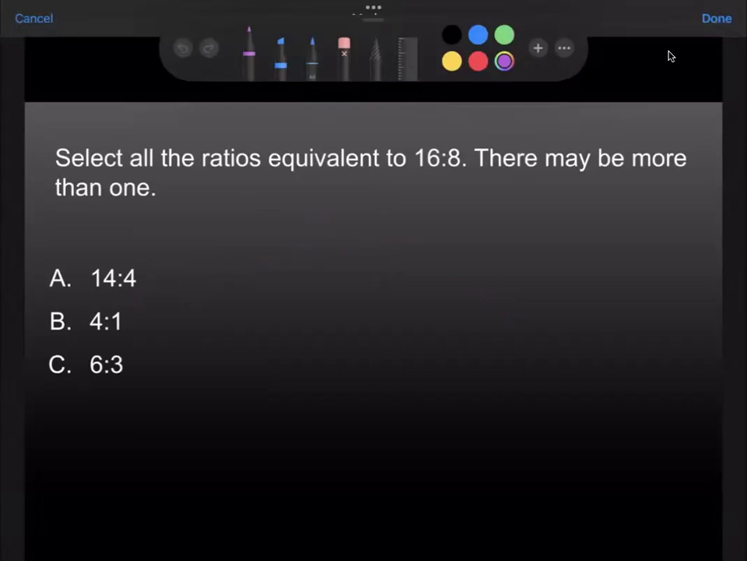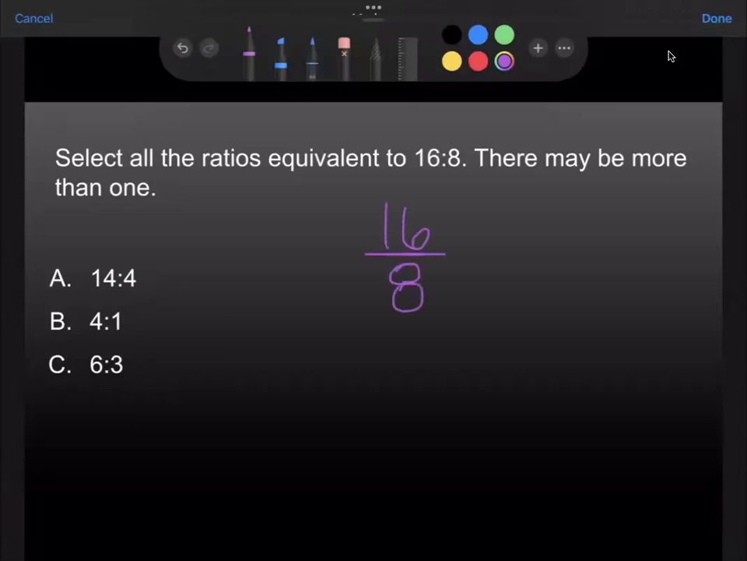Okay, here's our next example. We need to select all the ratios from the ratios given on the left to see if they are equivalent to 16 to 8. So the only way to really do this is to just take one choice at a time and see if they are equivalent. So I'm going to go ahead and rewrite 16 to 8 in its fraction form right here.